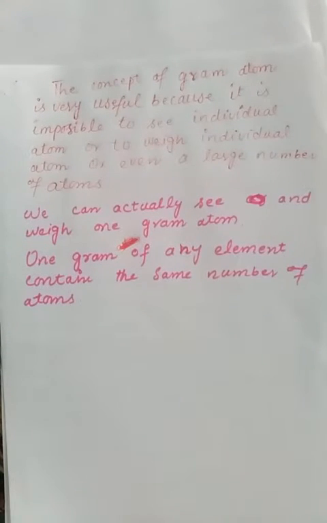or even a large number of atoms. We can actually see and weigh 1 gram atom, and it is impossible to see one atom or even a large number of atoms, and similarly it is impossible to weigh one atom or even a large number of atoms. So for this purpose we use the gram atom, because we can actually see and weigh 1 gram atom. 1 gram atom of any element contains the same number of atoms, and that quantity which has the same number of atoms has been given the name mole.